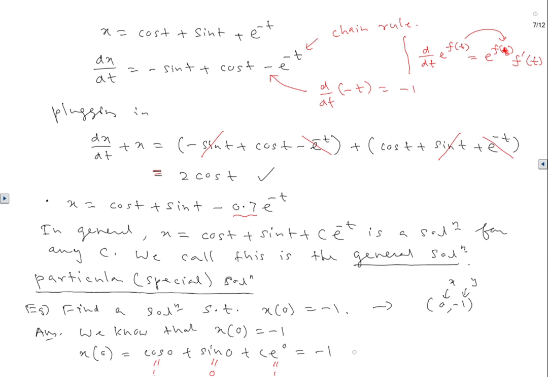So what does this give you? This gives you 1 plus c equals -1. In other words, c equals -2. So if you put c equal to -2, that's a particular solution, a special solution that passes through the point (0, -1).